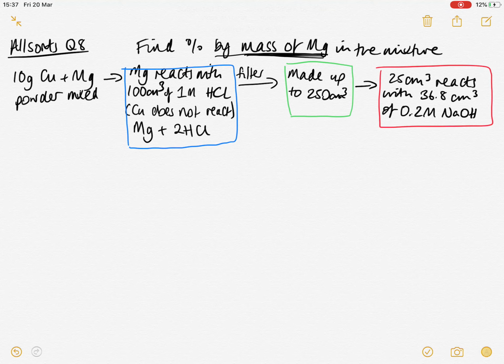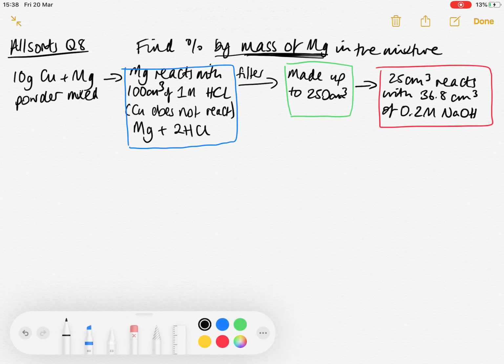Now, this is a true back titration, okay? We're reacting something with one chemical and then using another chemical to react with the original chemical to find out how much had been used. And that's normally the purpose of these back titrations. This is where the flowchart really helps. Work backwards through your calculation, and I've coloured these just to make it a bit easier to follow.